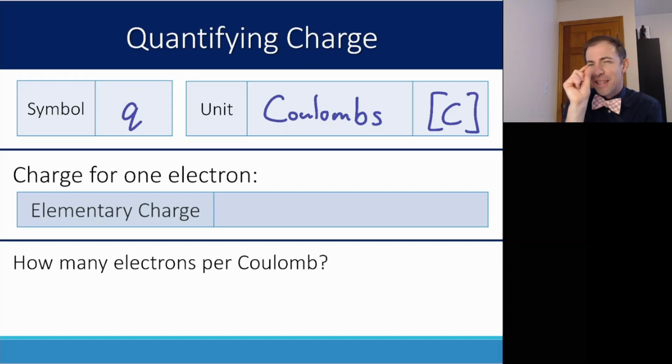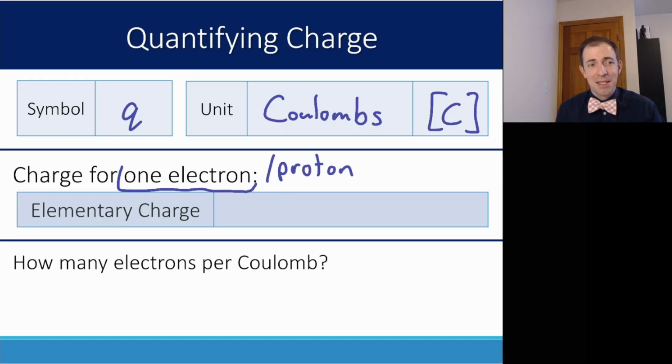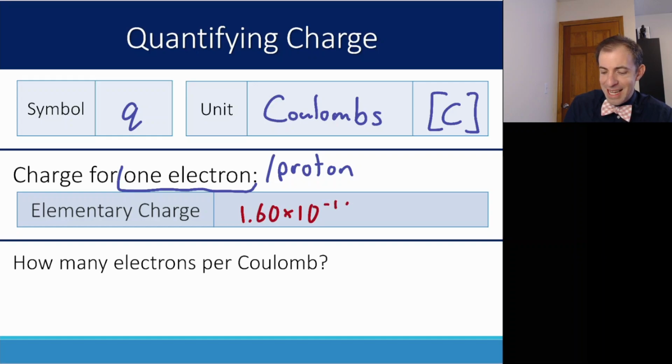If we look at the smallest building block of charge, that is the elementary charge. This is the charge of one electron, but really it's also the charge of one proton. Protons will be positive, electrons will be negative, but they'll have the same magnitude of charge. And that magnitude, the elementary charge, is 1.60 times 10 to the negative 19th coulombs. A very, very tiny amount of coulombs for one single electron, one single proton.